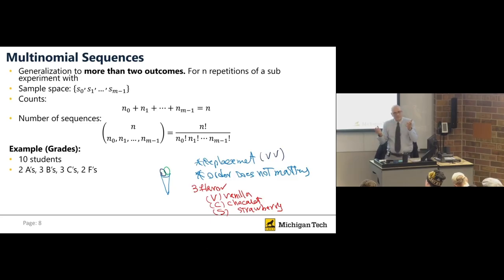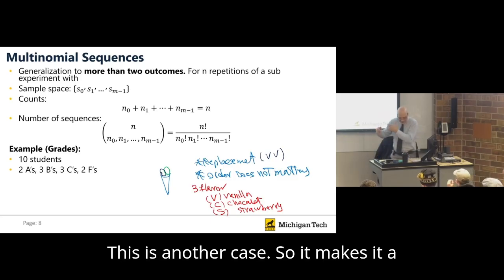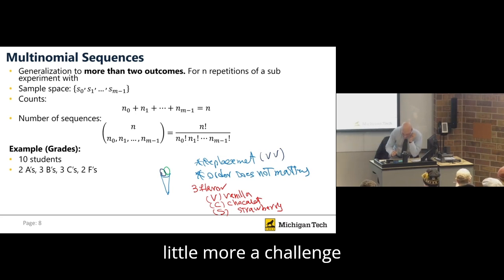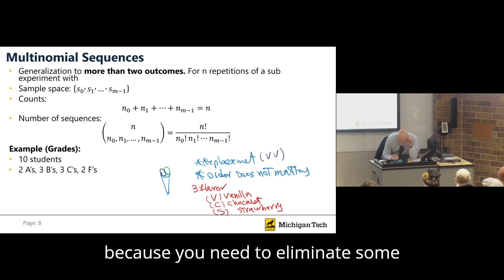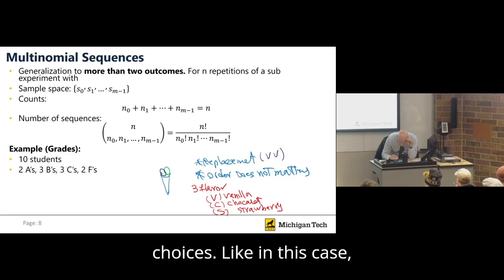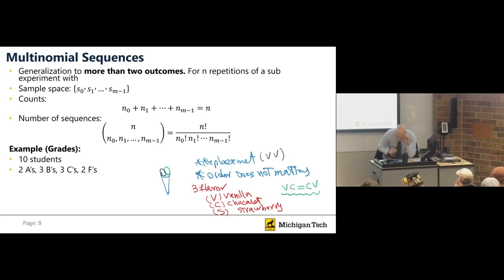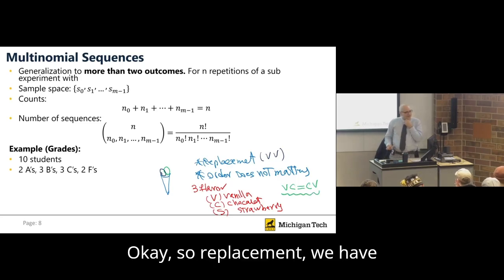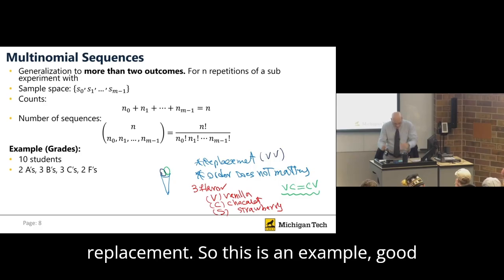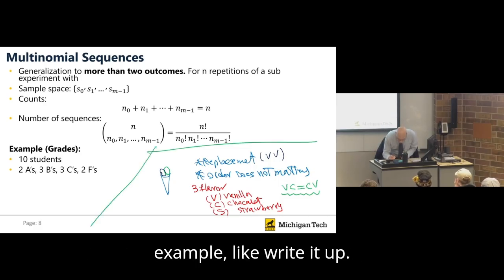They're all the same. This is another case, so it makes it a little more of a challenge because you need to eliminate some choices. Like in this case, vanilla chocolate is equal to chocolate vanilla. Okay, so we have replacement. This is a good example, so write it up.